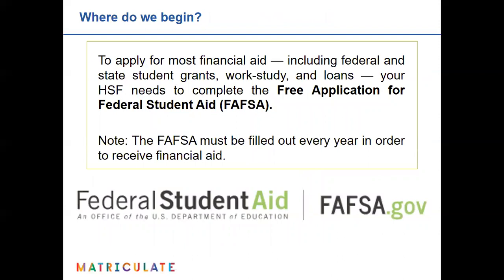So when thinking about the FAFSA, you should consider this to be the foundational resource for your student being eligible for aid. Once a student applies for the FAFSA, they're then eligible for federal and state student grants, work study, and loans. And we're encouraging, regardless of income, for all high school fellows to complete the FAFSA. It's also important to note that the FAFSA needs to be completed every year.